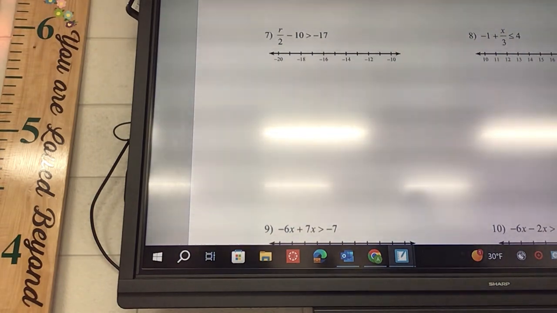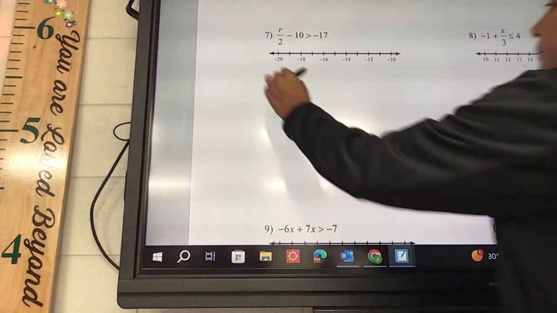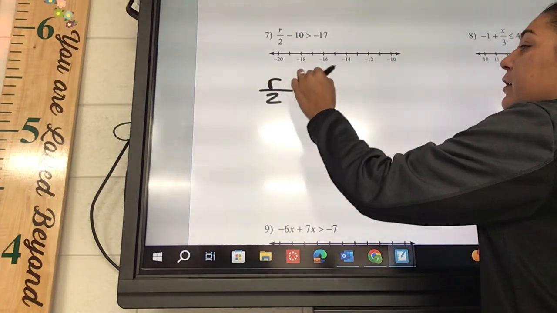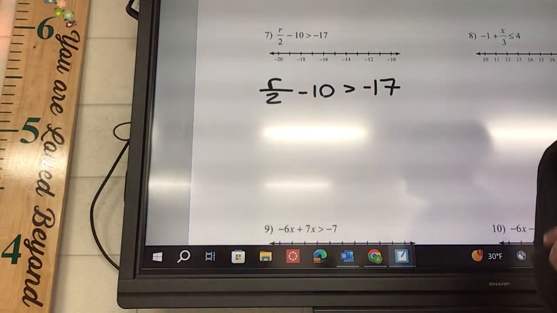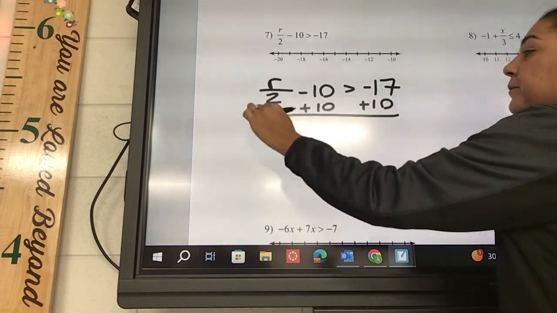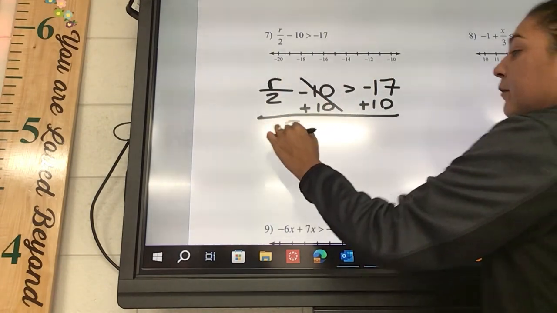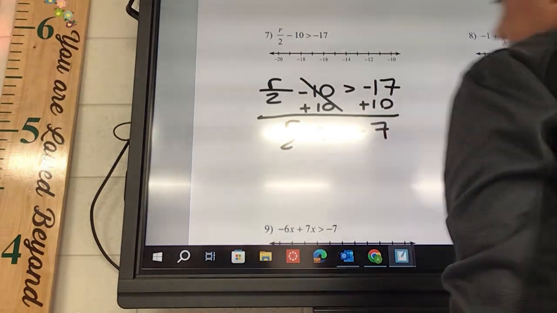Okay, number 7. Who's the third wheel on their date? The 10. Okay, so we need to move that minus 10 first. How do I move a minus 10? Plus 10. So we're going to plus 10 on both sides. That's going to give me negative 7.